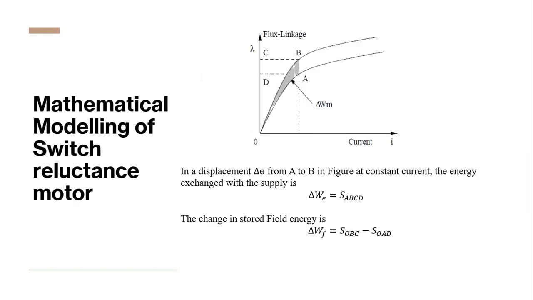This is the model of the flux linkage with respect to the current. There is one part, from 0 to A, and only in this region does the motor work linearly. This is the biggest disadvantage of this motor, so we need to control the motor within this region. This is the modeling region.